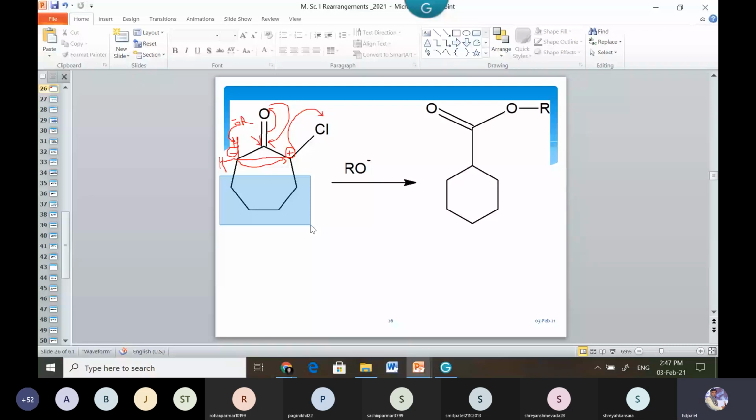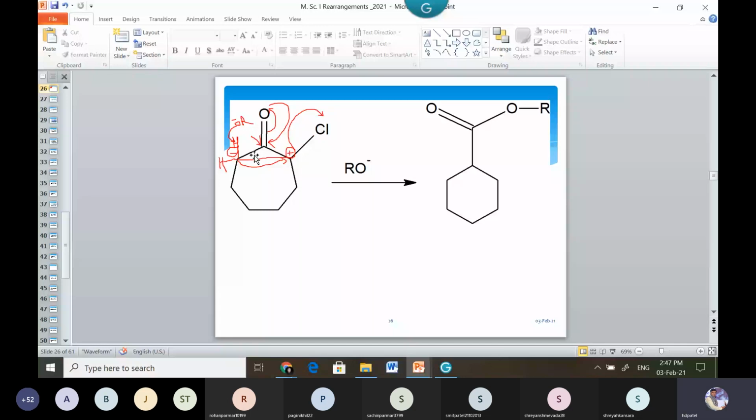The pathway of the mechanism is the same, meaning what? First of all, OR minus will attack on the hydrogen, the carbon becomes negative, that is, a carbanion will form, and after that this carbanion will attack on the carbon where the halogen is attached. Why on this position? Because the halogen has a tendency to pull electrons, that's why we get a positive charge, and as a result we will get a cyclic propanone type of derivative.